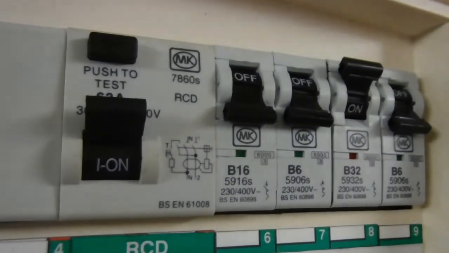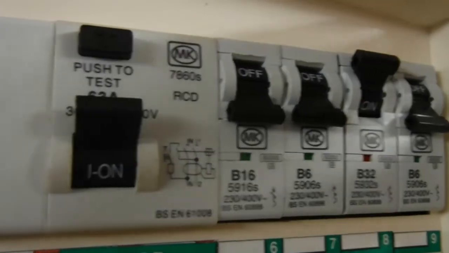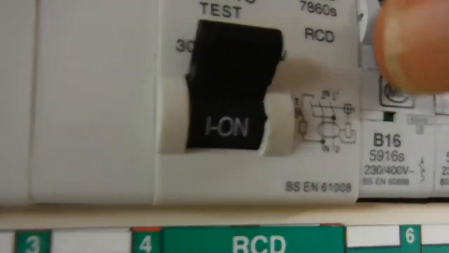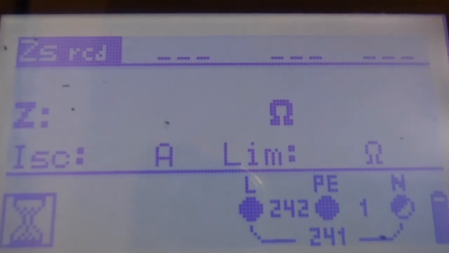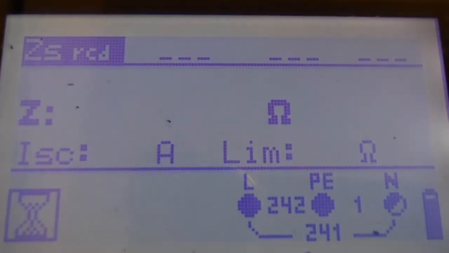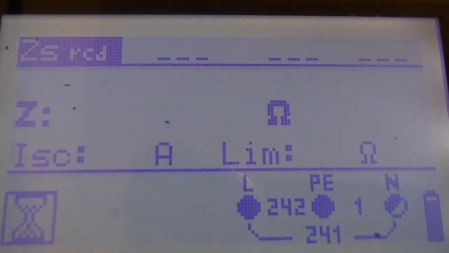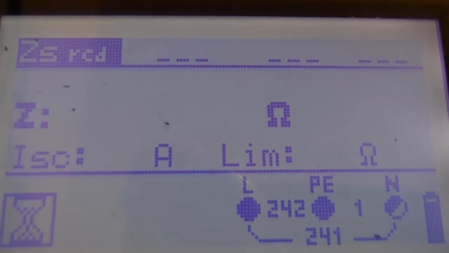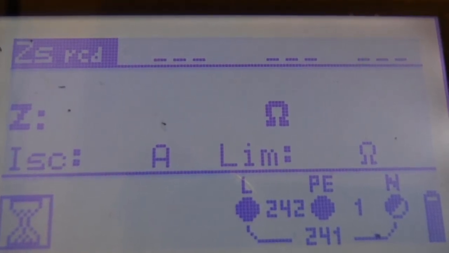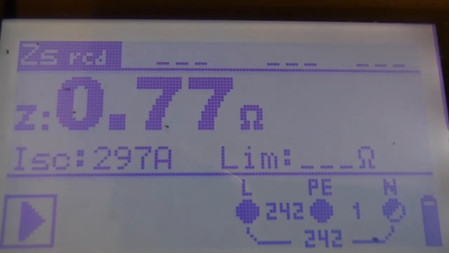I shall then repeat that test for the other sockets, which is the porch socket. This is the radial circuit down at the bottom, and the value obtained for this will be .77 ohms.